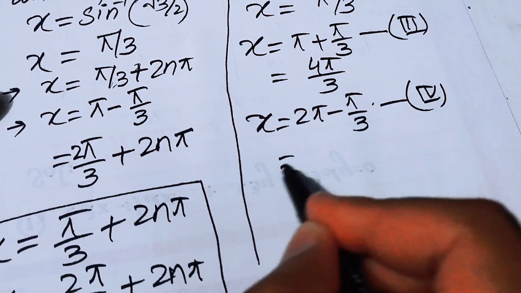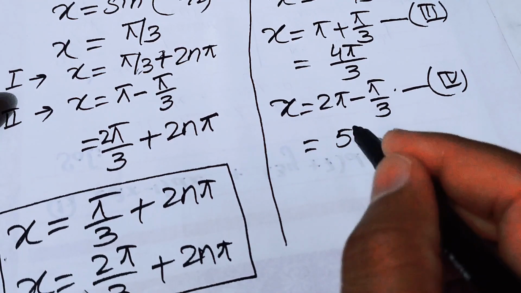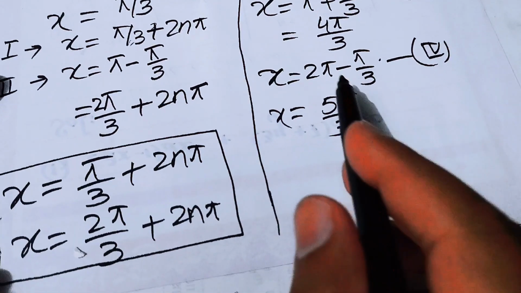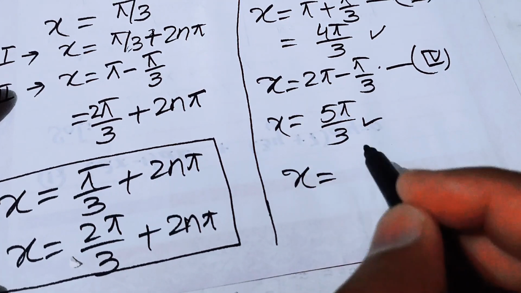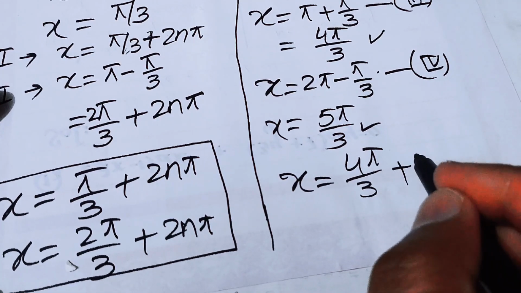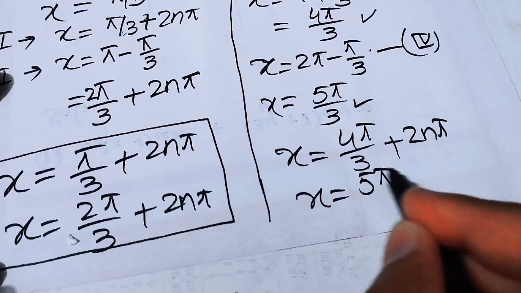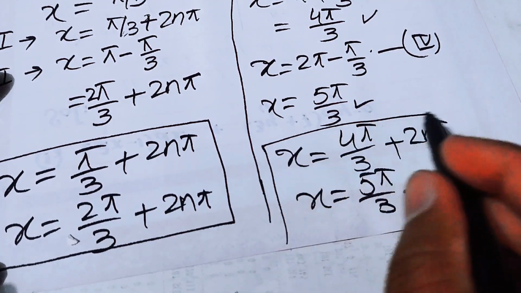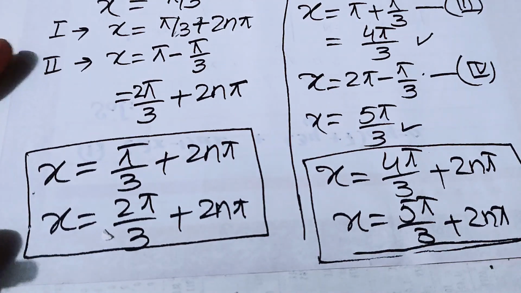When you simplify this, you get 6 pi minus pi over 3, which is 5 pi by 3. And similarly I can add the period to both of these terms, and the other two solutions are x equals 4 pi by 3 plus 2n pi, and x equals 5 pi by 3 plus 2n pi. So these are the other two solutions of the given equation.